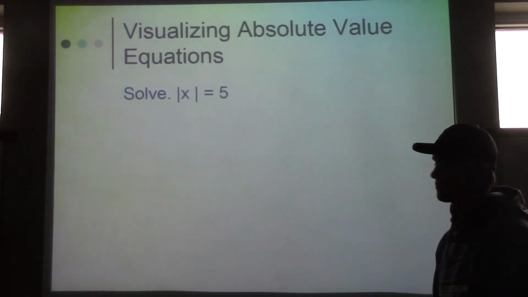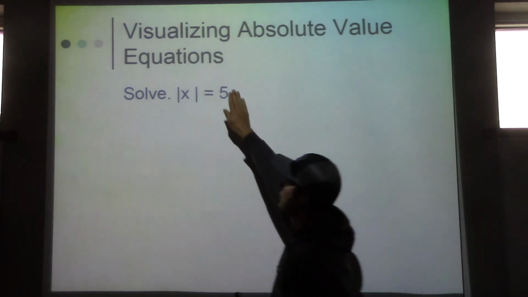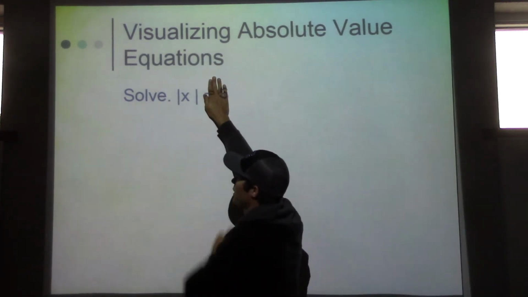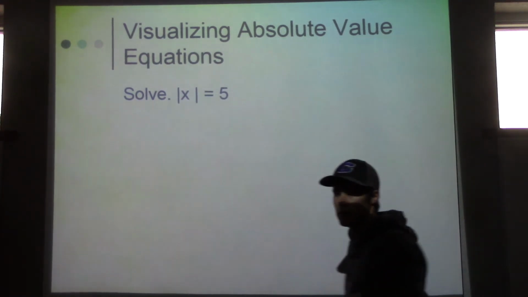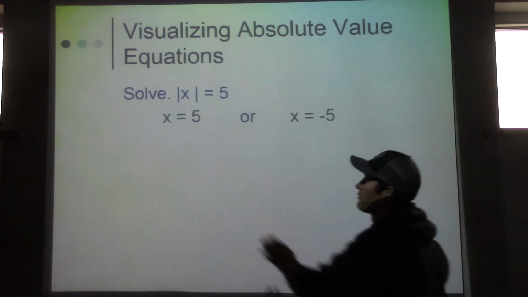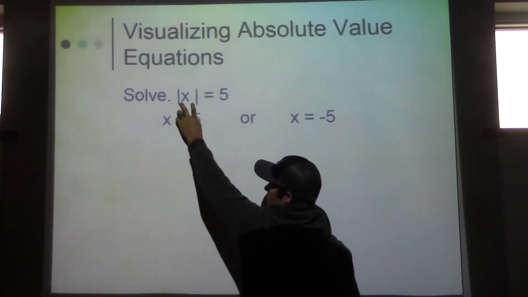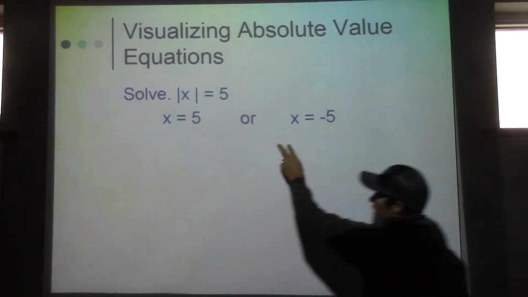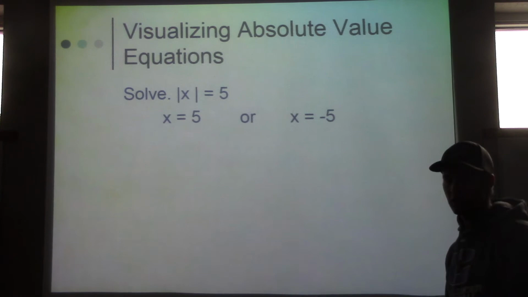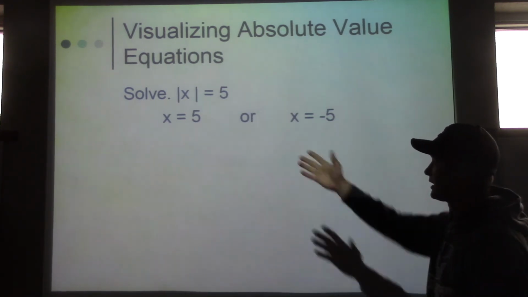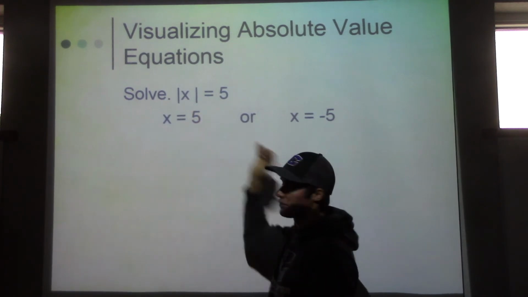So let's go through an example. First one, absolute value of x equals 5. Once again, we look at that. Is absolute value all by itself? Yes. Does it equal a positive number? Yes. Then we write 2 equations. First equation, just as you see it, x equals 5. We just get rid of the absolute value brackets. Then we write it again, x equals negative 5. That's our answer. What value equals 5? If I take the absolute value, 5 or negative 5.